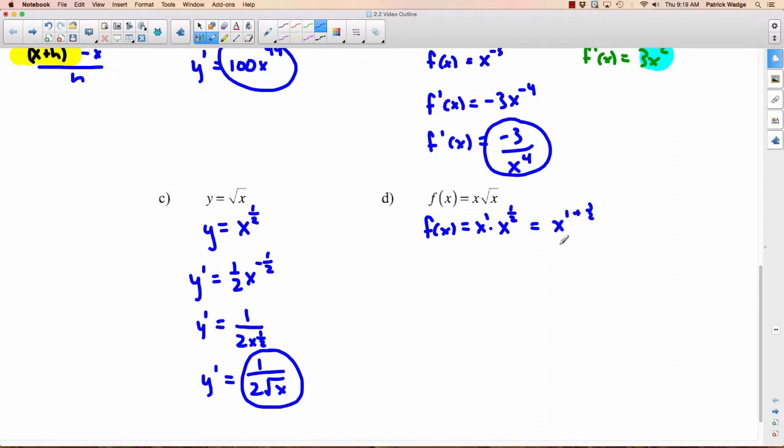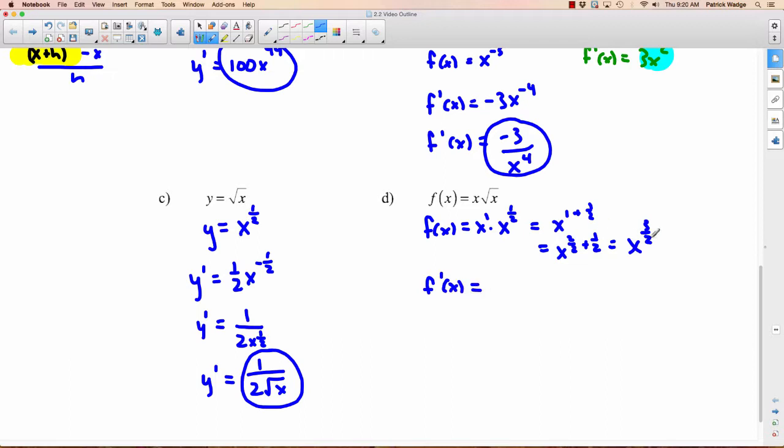Well, in order to do that, we're going to have to get common denominators. Common denominator is 2, so this would be 2 over 2 plus 1 over 2 equals x to the 3 over 2. I don't know why I've gone this crazy route to get my answer, but this is x to the 3 over 2. Now, this isn't the derivative. This is just writing the function in a different way. Now let's get the derivative.